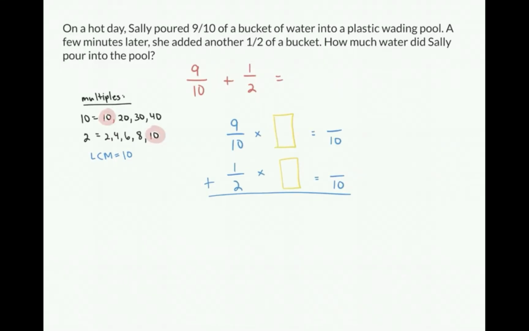If I multiply 9/10 by 1 over 1, 10 times 1 gets me to my common denominator of 10. 9 times 1 equals 9. 9/10 actually stayed the same. And if I multiply 1/2 by 5 over 5, 2 times 5 gets me to my common denominator of 10. 1 times 5 gets me 5. So 1/2 turned into 5/10. Now my new equation is 9/10 plus 5/10. 9/10 plus 5/10 equals 14/10.